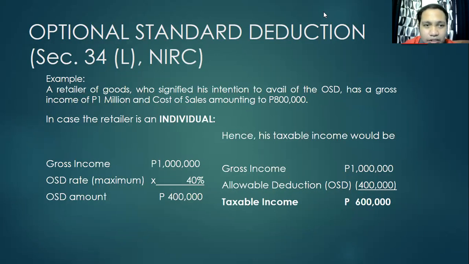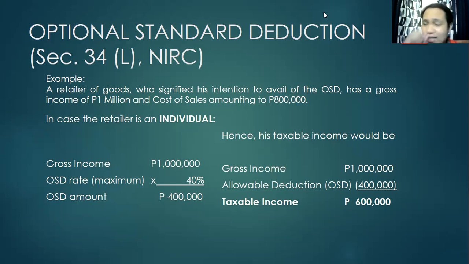So we have an example here. Example, a retailer of goods who signified his intention to avail of the optional standard deduction has a gross income of 1 million and cost of sales amounting to 800,000 pesos. So meron daw retailer ng goods na sabi niya, sige, mag-a-avail ako ng optional standard deduction. So ito yung income ko, gross income ko, 1 million pesos. Pero ang cost of sales ko, yung mga gastos ko, 800,000 pesos.